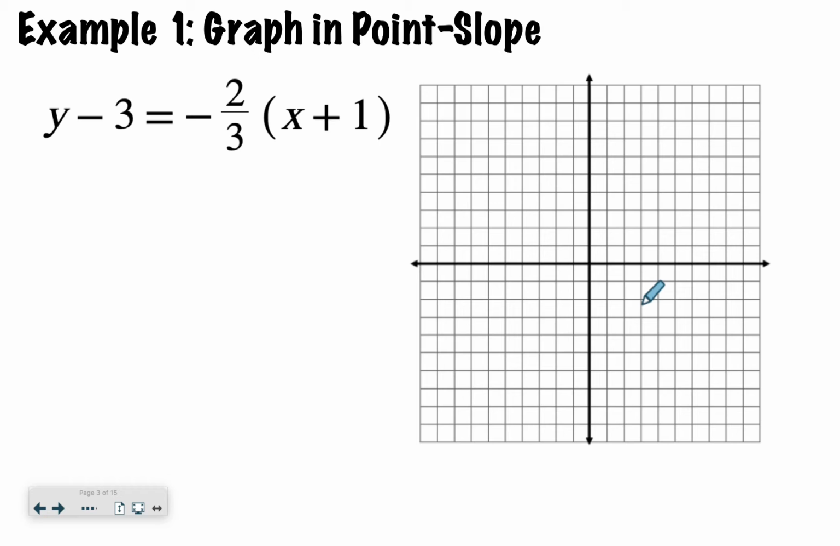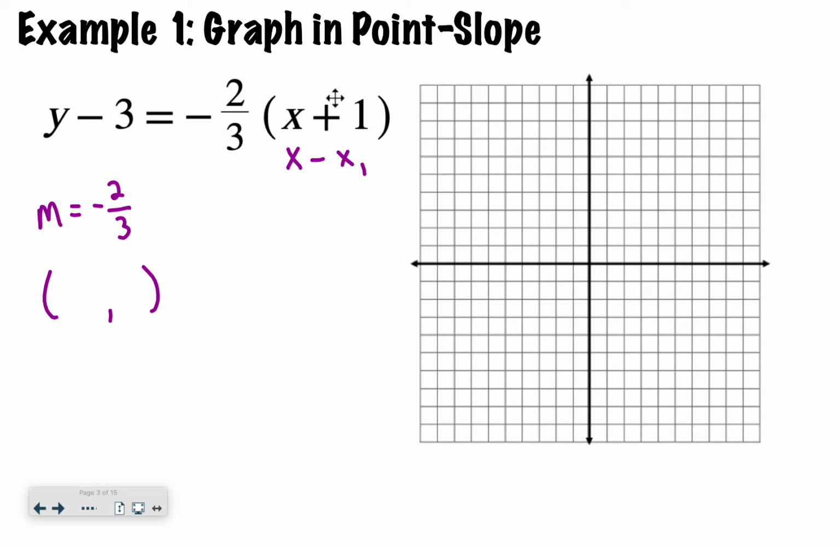So let's practice graphing in point slope form first. The first thing I like to do is identify what is my slope. It's whatever number is right outside of those parentheses. So in this case, my slope is going to be negative 2/3. And then I need to figure out what is my point. So remember, we always do x then y. And our formula was x minus x1.